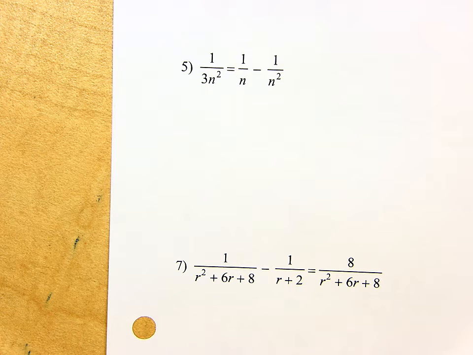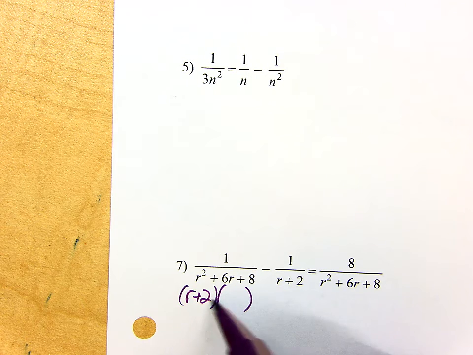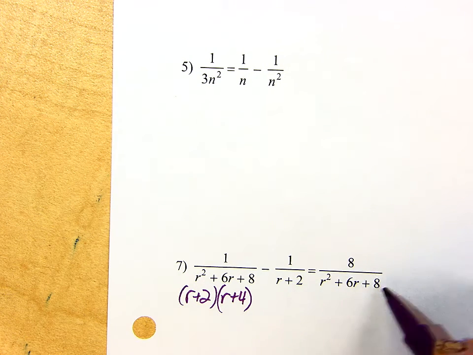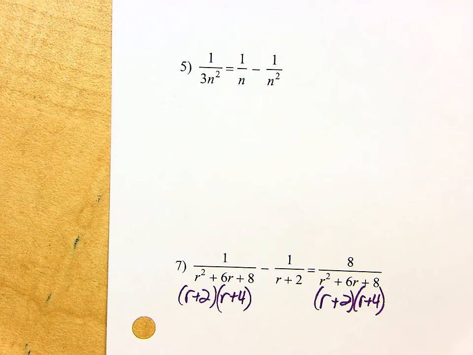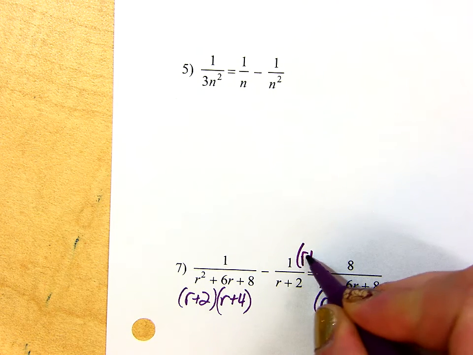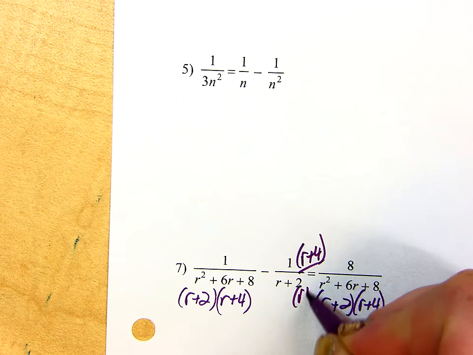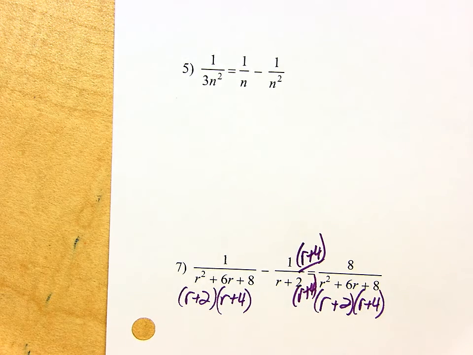So, all the denominators are the same. They're not all the same right now, but I do have something to factor here. What are factors of 8 that add to 6? 2 and 4. Same thing over here, it's r plus 2, r plus 4. And then I quickly realize, oh, okay, they all already have the r plus 2. This one's just missing the r plus 4. So I'll just squeeze in r plus 4 over r plus 4. And now everybody has the same denominator.